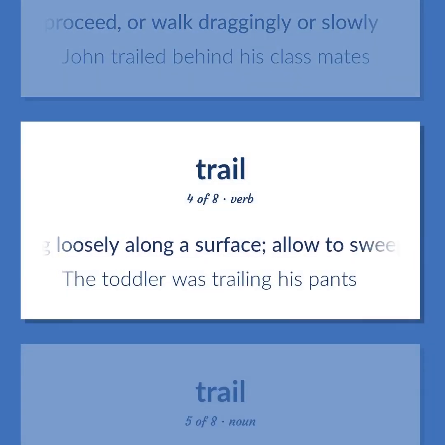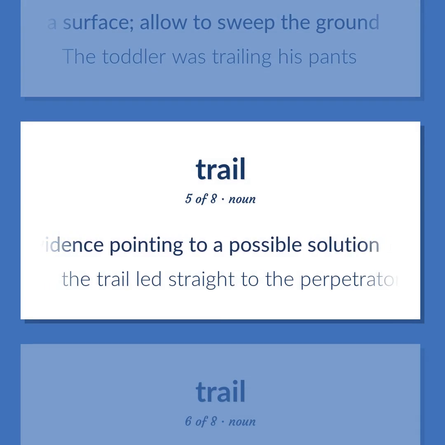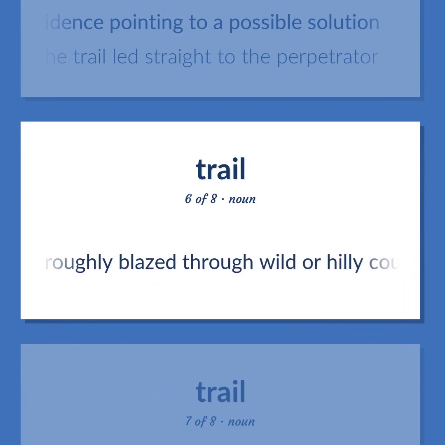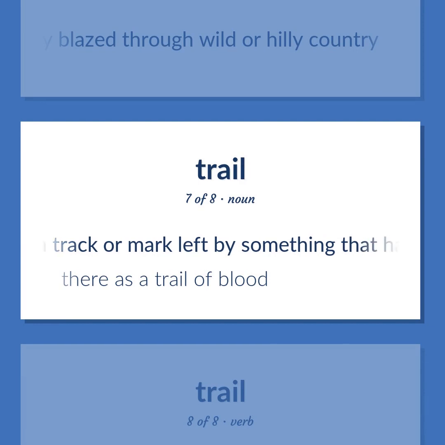Drag loosely along a surface. Allow to sweep the ground. The toddler was trailing his pants. Evidence pointing to a possible solution. The trail led straight to the perpetrator. A path or track roughly blazed through wild or hilly country. A track or mark left by something that has passed. There is a trail of blood.